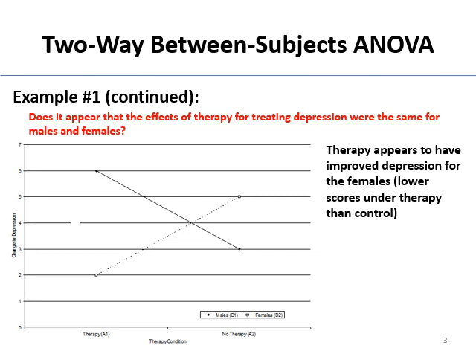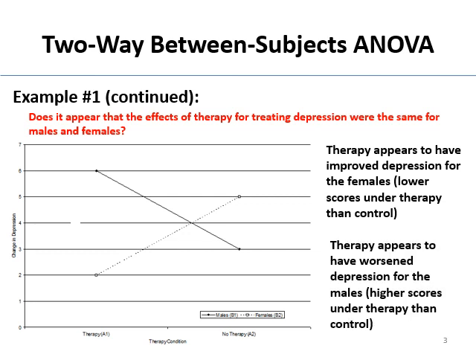So when the lines cross like this, it's a clear indication of something called an interaction. That is, the effects of one independent variable are different for the levels of the other independent variable. And that's what we call an interaction. We're going to talk a little bit more about that. So therapy appears to have worsened depression for males. They actually had higher scores than under control of no therapy, right?